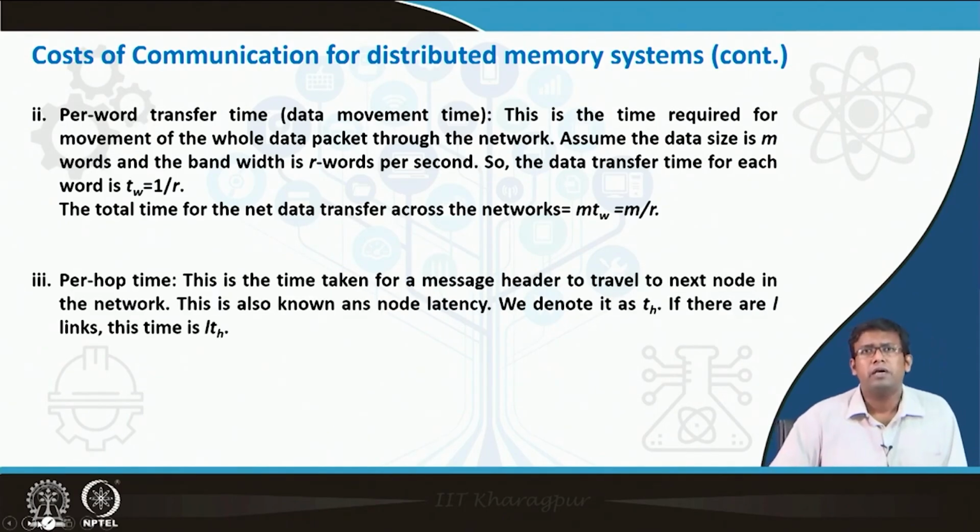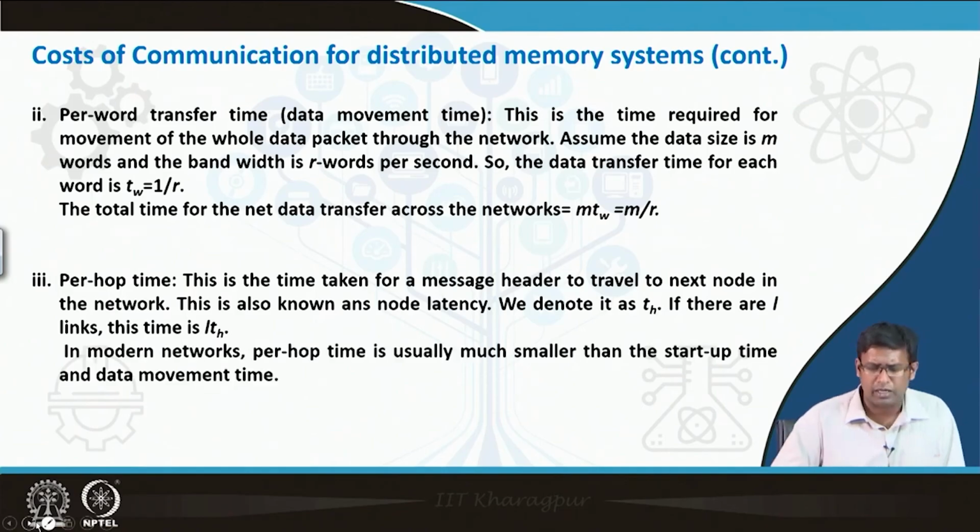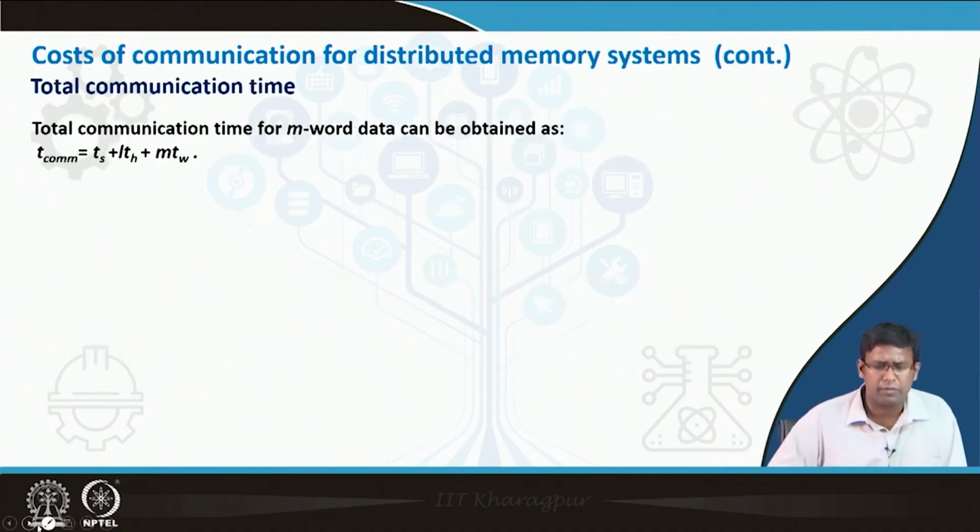Per hop time: if there are multiple nodes in the network, from one node to another, in each node there is a latency, so there is a hop time th. If there are L links, the per hop time will be LTH. So the total data transfer time in a modern network: per hop time is usually much smaller than startup and data movement time. The total data transfer time for data of size m over L links is startup time plus m into the per word data transfer time, mtw, plus LTH.